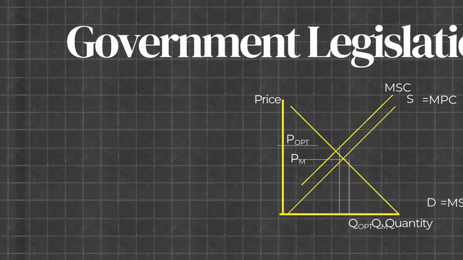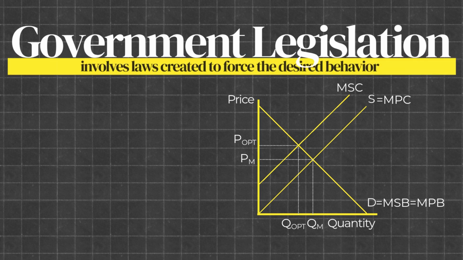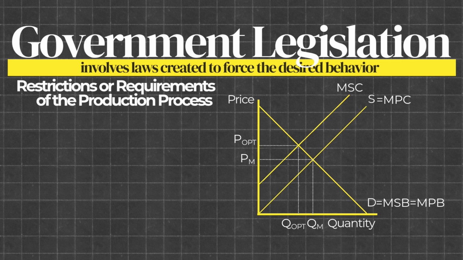Now, let's discuss what legislation and regulation the government can enact to try to correct negative externalities of production. These would be laws created to force the desired behavior. Examples might include things like mandatory equipment or production methods, restrictions on pollution amounts, a complete ban on harmful chemicals, protecting certain areas like, for example, keeping factories away from residential areas. There are many different examples, but they usually involve either restrictions or requirements of the production process.